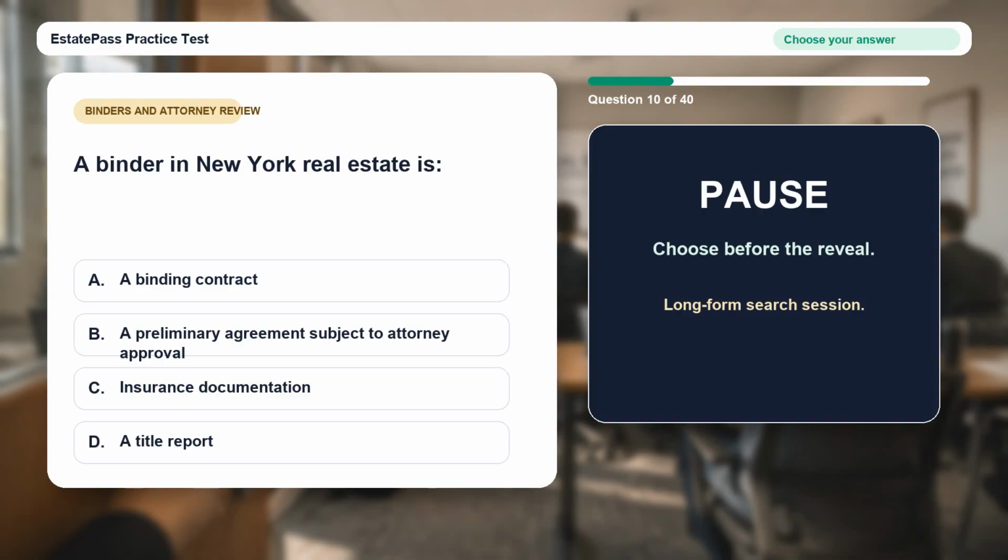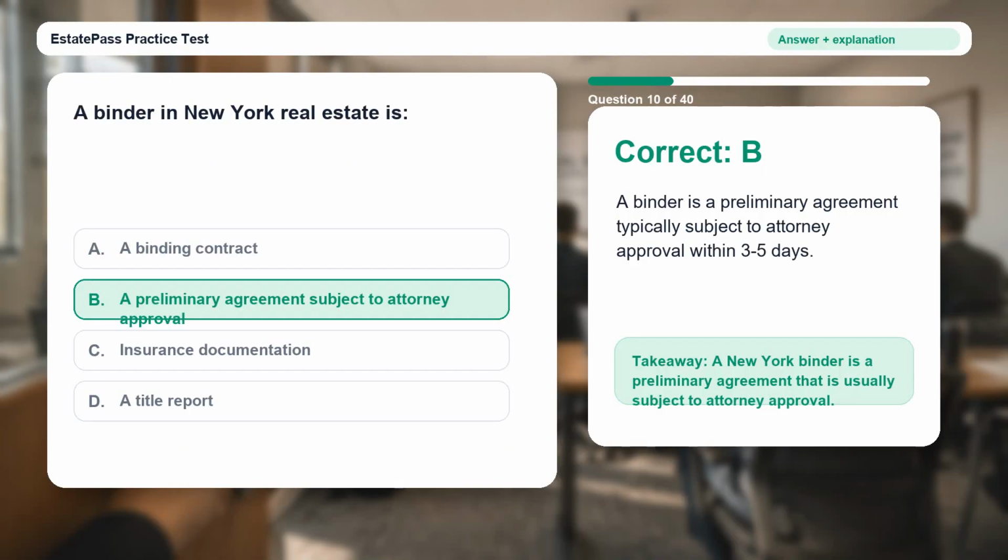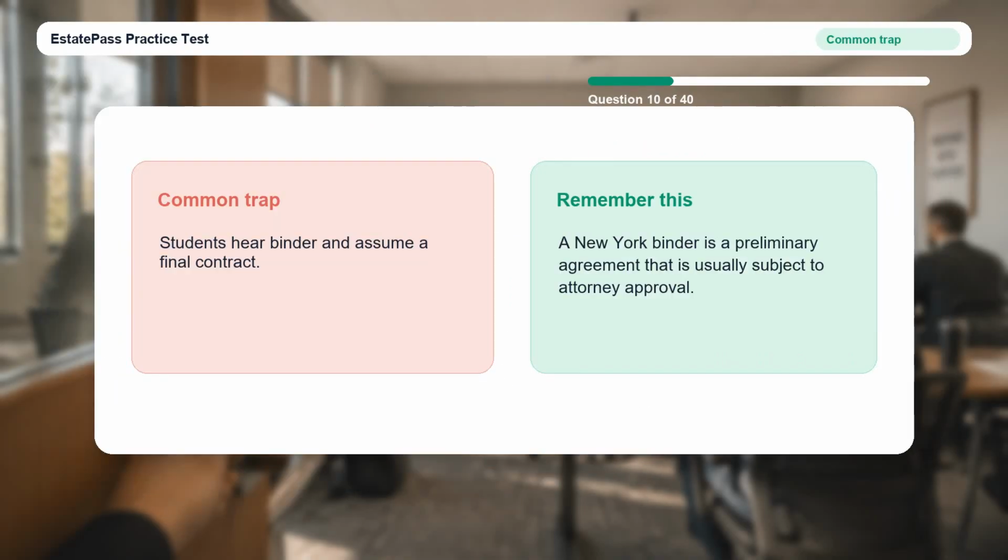Question 10. A binder in New York real estate is. Your choices are A. A binding contract, B. A preliminary agreement subject to attorney approval. The correct answer is B. Explanation. A binder is a preliminary agreement typically subject to attorney approval within 3-5 days. Common trap. Students hear binder and assume a final contract.